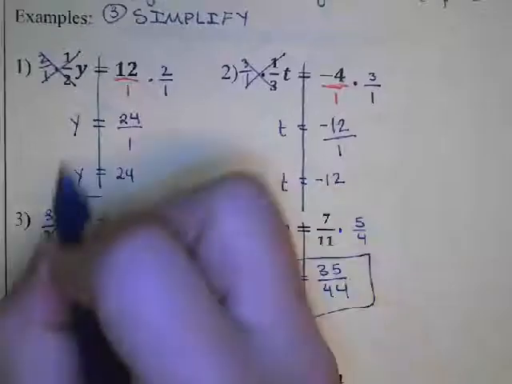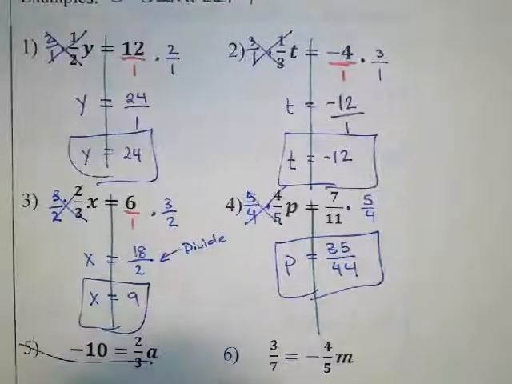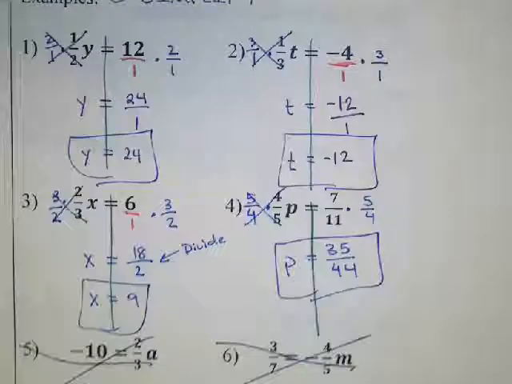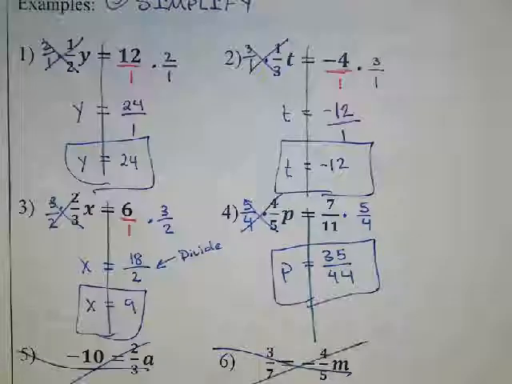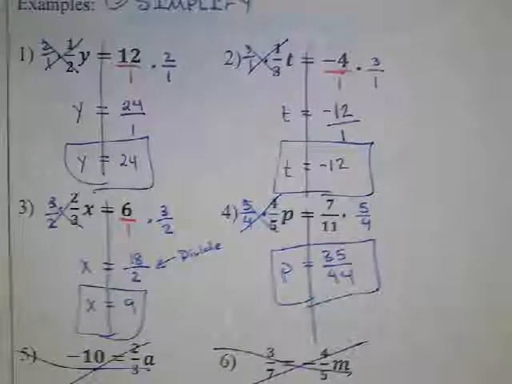Let's go box all our answers. We're not even going to worry about number 5 and number 6. I think we have enough examples to help us get through this process. And that is how we can solve equations that have fractional coefficients by multiplying both sides by the reciprocal.